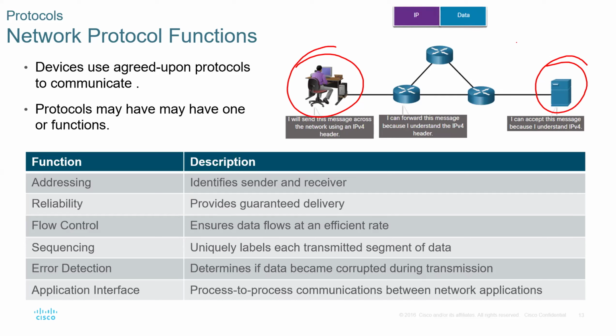And this controls based on the speed of the network or the congestion in the network and things like that. Sequencing uniquely labels each transmitted segment of data. Okay, error detection determines if data becomes corrupted during transmission. What happens if there is an error in transmission?